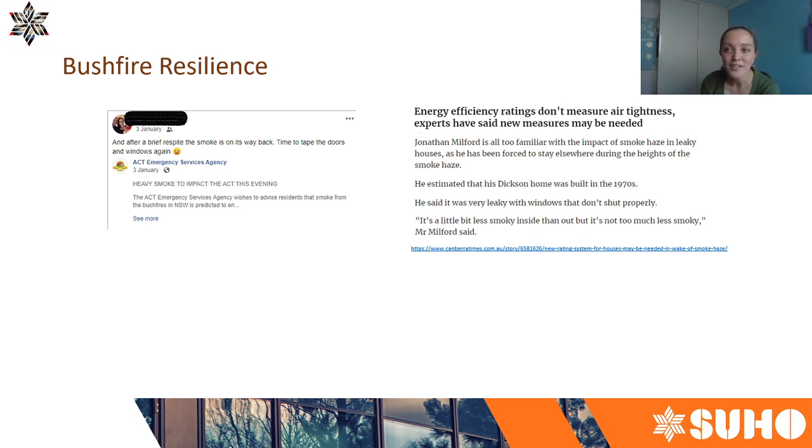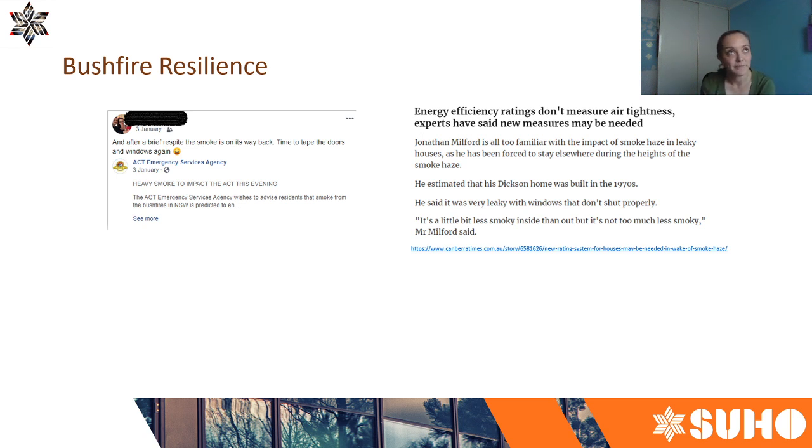An airtight structure is also more resilient to bushfires, not because they don't burn down, but because they're not going to be affected as much by embers and by smoke. On the left-hand side, this is a Facebook status posted by a friend of mine that I went to high school with. She lives in Canberra, and during the bushfires earlier this year, she posted: after a brief respite, the smoke is on its way back. Time to tape the doors and windows again.